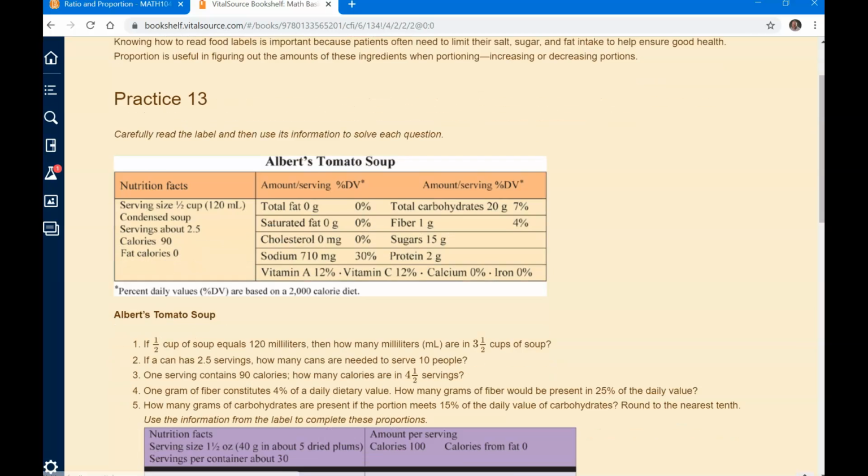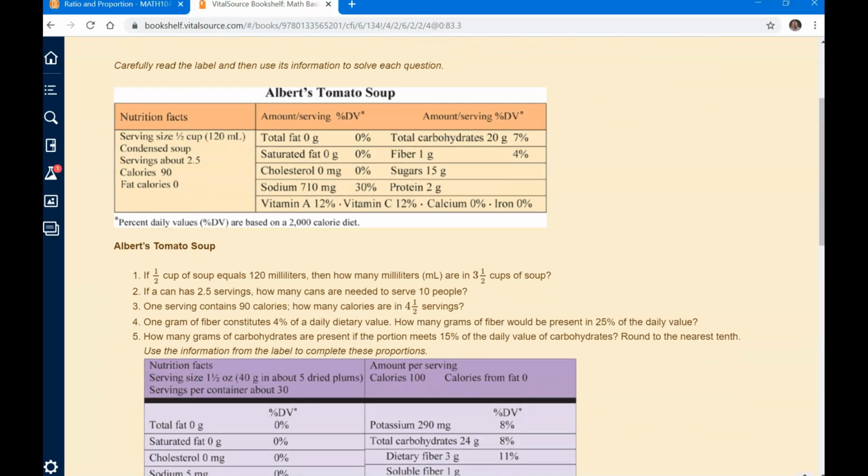Practice with food labels. Here we go. So first of all, we get this whole chart here. We'll copy that into our notes.